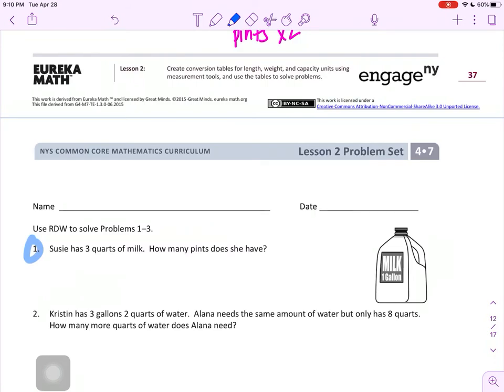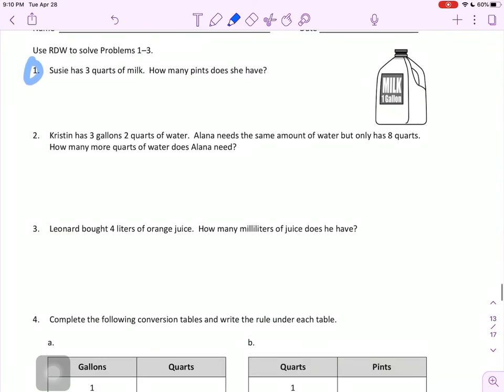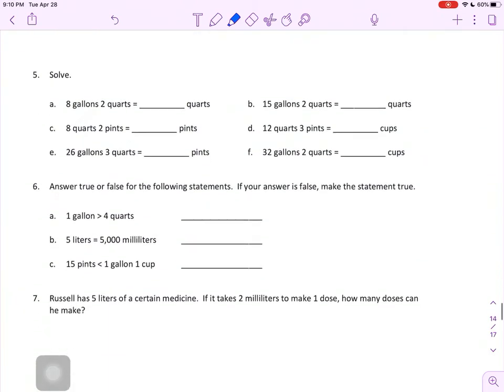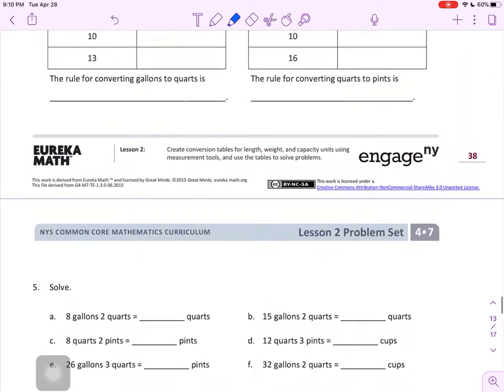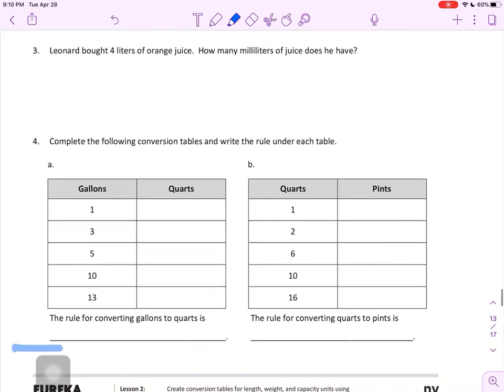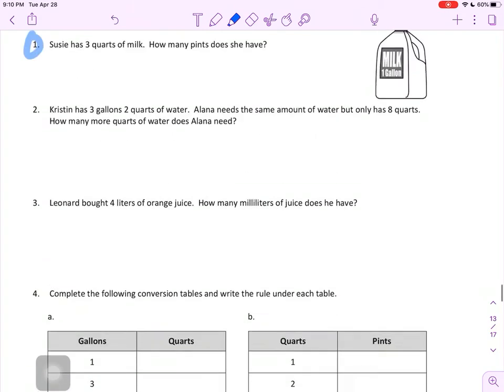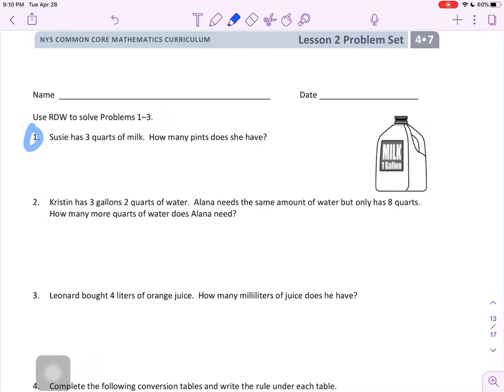So I'm going to do number 1 with you on the screencast, and then you are going to do 2 through, so let me check the assignment. Problem set 1 through 4 today. So you're only going to stop here. So here we go. Susie has 3 quarts of milk. How many pints does she have?